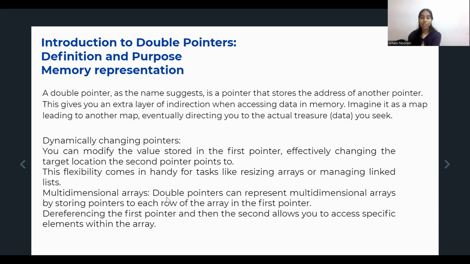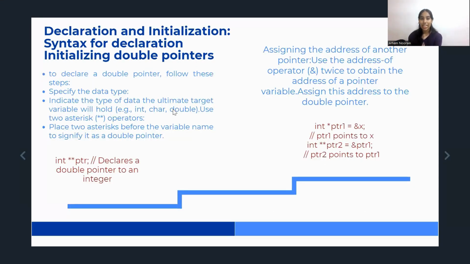Multidimensional arrays. Double pointers can represent multidimensional arrays by storing pointers to each row of the array in the first pointer. Dereferencing the first pointer allows you to access specific elements within the array. Declaration and initialization. Syntax for declaration and initialization of double pointers. To declare a double pointer, we have to follow these steps. For a double pointer, we use the asterisk two times, and we indicate the type of the ultimate target variable.